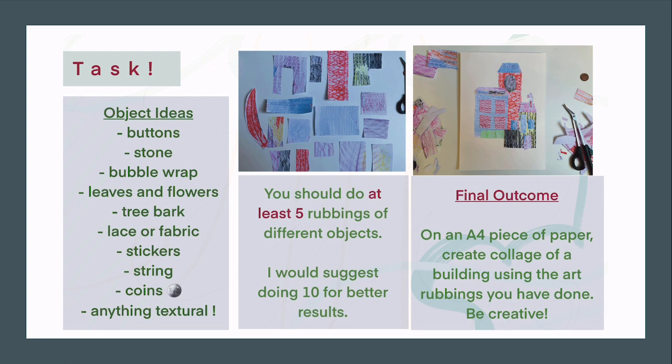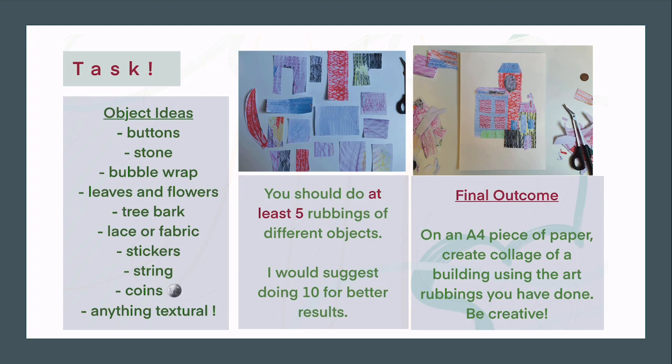I would like you to do at least 5 rubbings of different objects, but I would suggest that doing 10 is better because you'll have more to choose from when you go to create your collage. So after you've done all your rubbings, what I'd like you to do is cut them out, and then we're going to be collaging them to create a building using the art rubbings. And I want you to be as creative as possible. Make a really cool building.